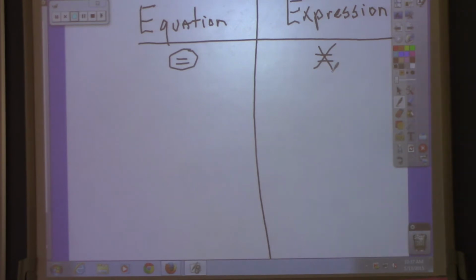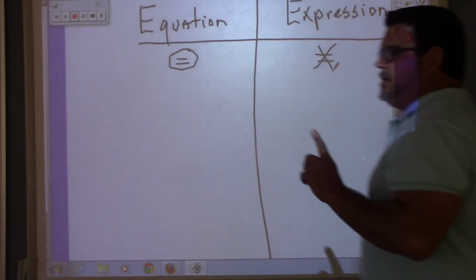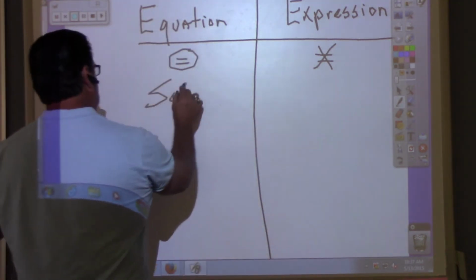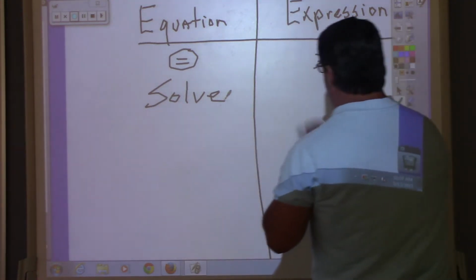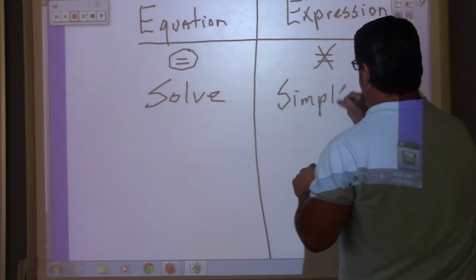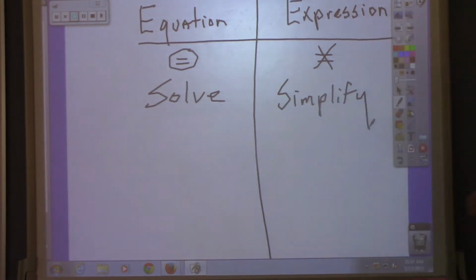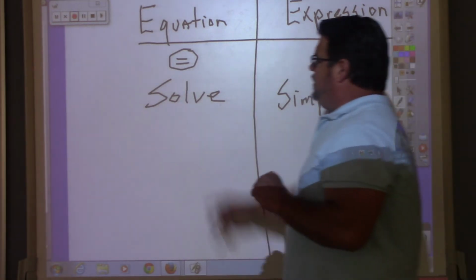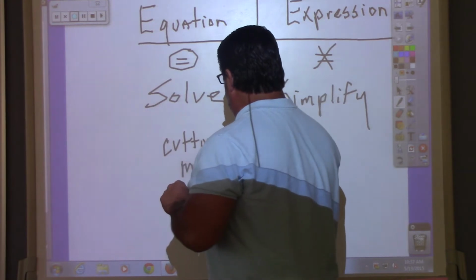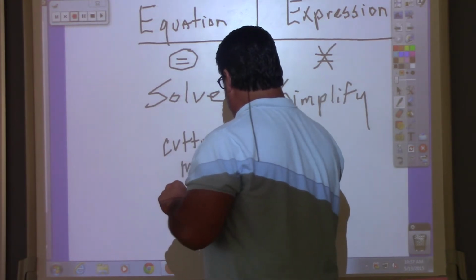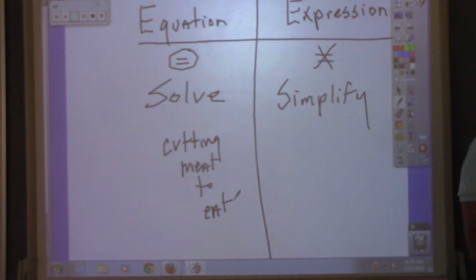Now when you see an equation, the word that starts with an S that goes with equation is solve. The word that goes with expression that starts with an S is what? Simplify. The equation, you're cutting the meat to eat. In other words, after you cook the steak, you cut into it. Steak is my favorite. That's why I raise beef cattle. You cut it, you're ready to eat it.